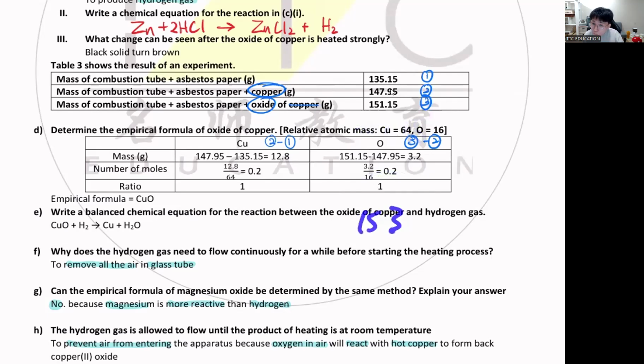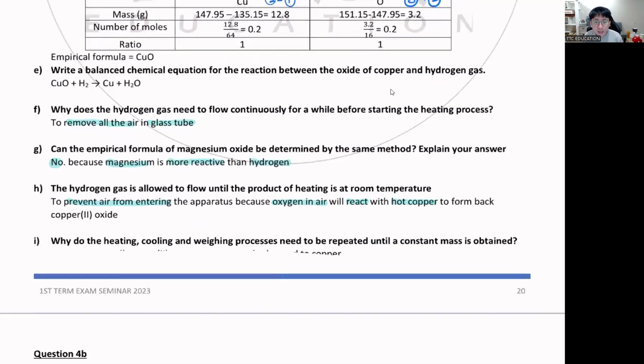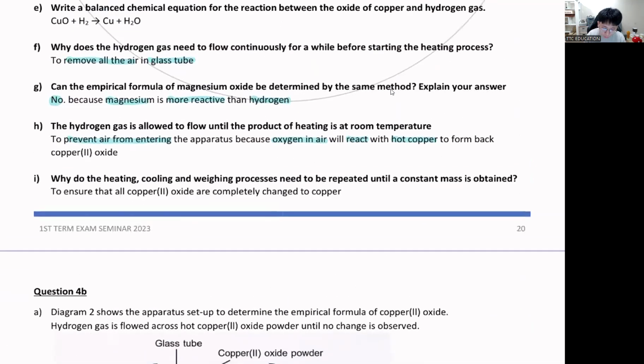You're going to repeat until maybe you get 153. Then next time you repeat, 153 again. Next time you repeat, 153 again. If you keep repeating but the mass is not changing anymore, that is the end of the experiment. Okay. So of course you have to say that it is to ensure all copper(II) oxide is completely changed to copper.